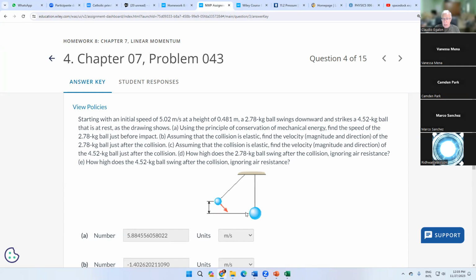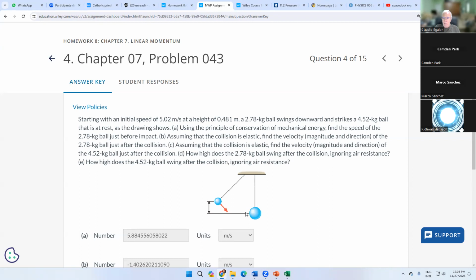I don't know how to do it. So potential energy is mgh, right? And kinetic energy is 1/2 times mass times velocity squared, half m v squared.